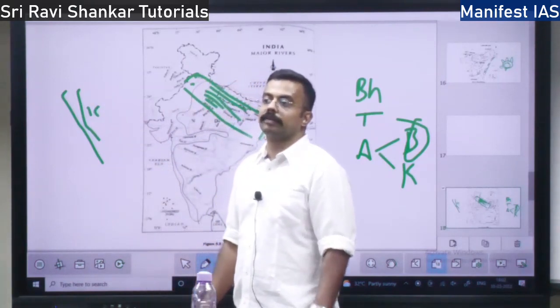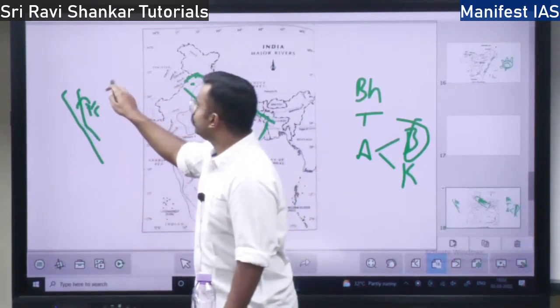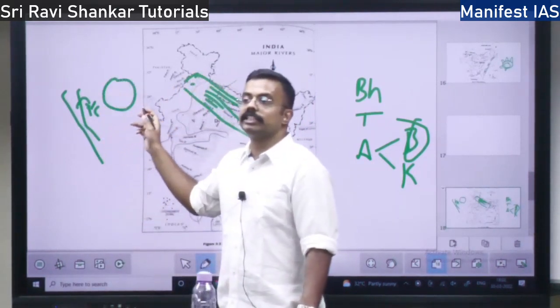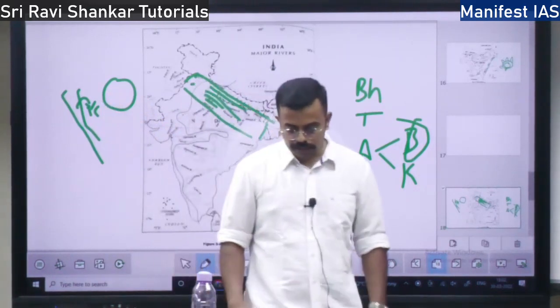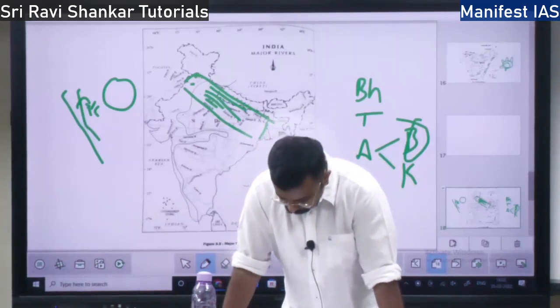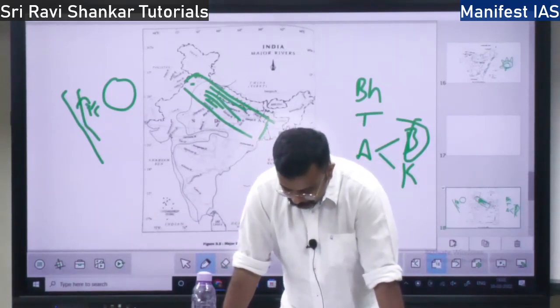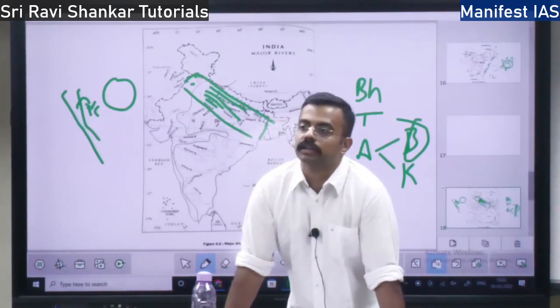You will find Khadar, because new alluvium is deposited immediately. Old alluvium soil, which is Bangar, is located a bit far away, right? So this is the concept. Okay. So next, in this region you will find the mature stage of fluvial erosion.